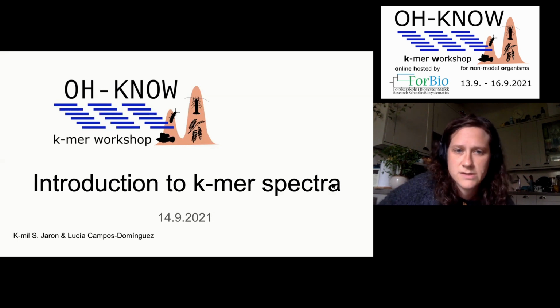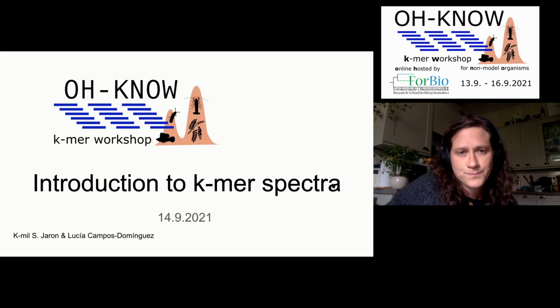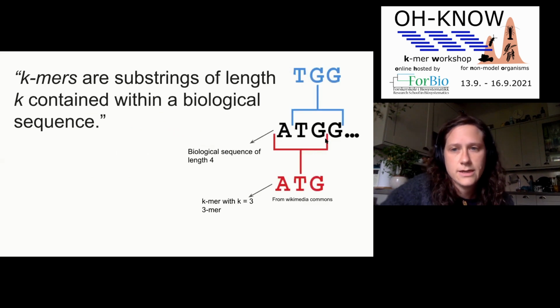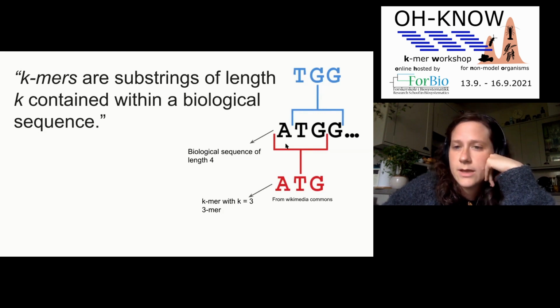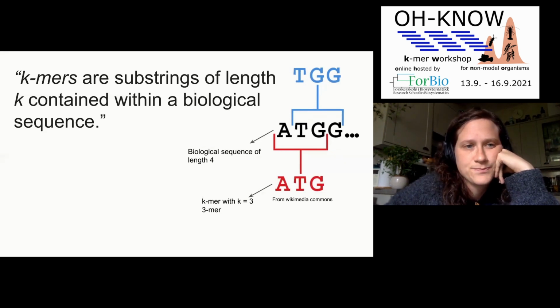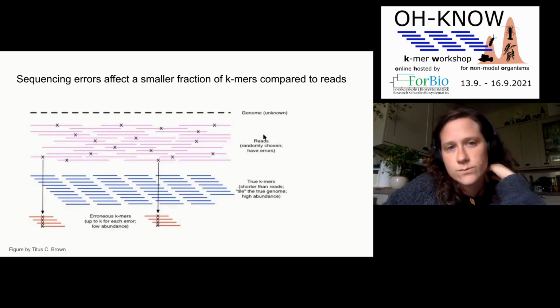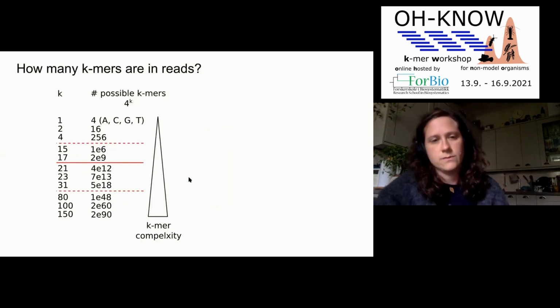It might go back to some of the concepts we've just talked about with Kamil, but I think it's also good to bring things back and share some concepts. So yeah, K-mer spectra. As we've already heard from Kamil, what K-mers are, we know already. They are substrings of length K that are contained in a biological sequence. And we know that sequencing errors affect a smaller fraction of K-mers compared to reads. So he already talked about this as well. This is also something we've already mentioned.